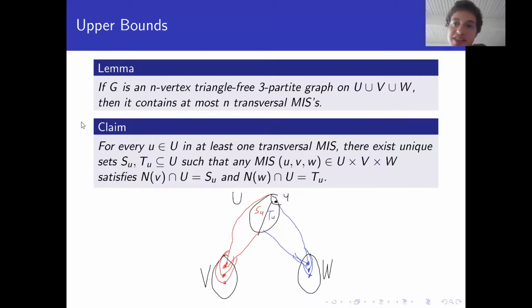And it's important that we do that at some point in our proof, because this lemma is false if we delete the words triangle-free. In particular, the Ruzsa-Szemerédi construction is a 3-partite graph with much more than n transversal MISs, but it's very far from triangle-free. And we have to use that hypothesis somewhere, and this is where we end up using it.